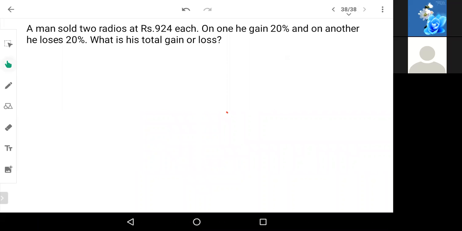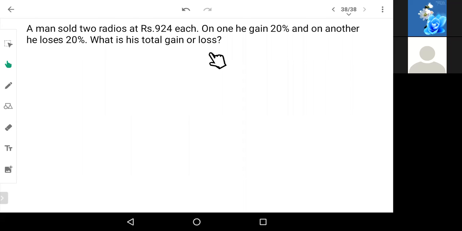A man sold two radios at rupees 924 each. So he's selling two radios, and each radio he has sold at 924 rupees. On one, if he gains 20%, so when he sells one radio, he is gaining 20%. And on another, if he loses 20%, so when he sells the other radio, he's at a loss of 20%. What is his total gain or loss?